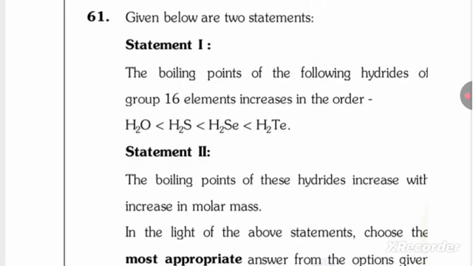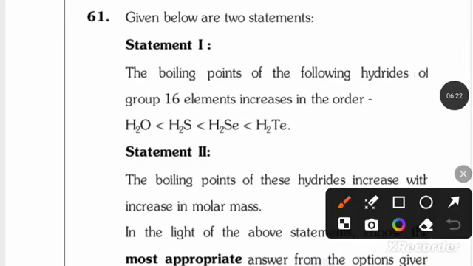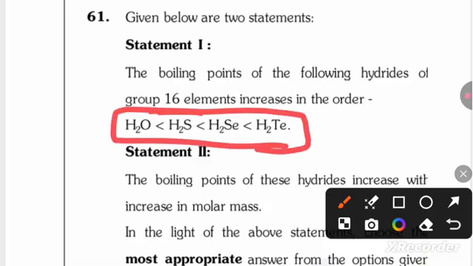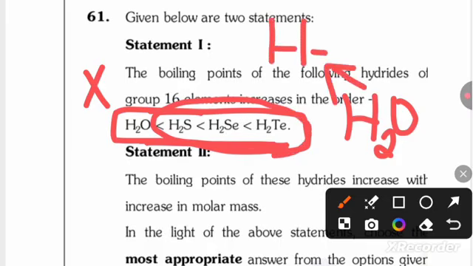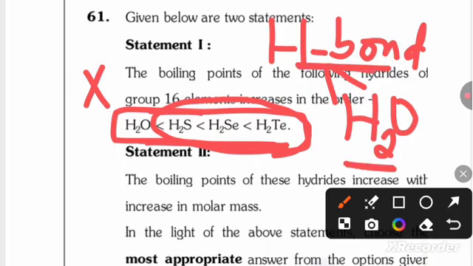Question 61 we are going to see here. The boiling point of the following hydrides of group 16 elements increases in the order. So this statement is wrong, because among the hydrides of group 16, water has a higher boiling point compared to the hydrides of sulfur, selenium and tellurium. Because in water we can find hydrogen bonding that is not found in the other hydrides. So due to the presence of hydrogen bonding between water molecules, water has a higher boiling point compared to the other hydrides.